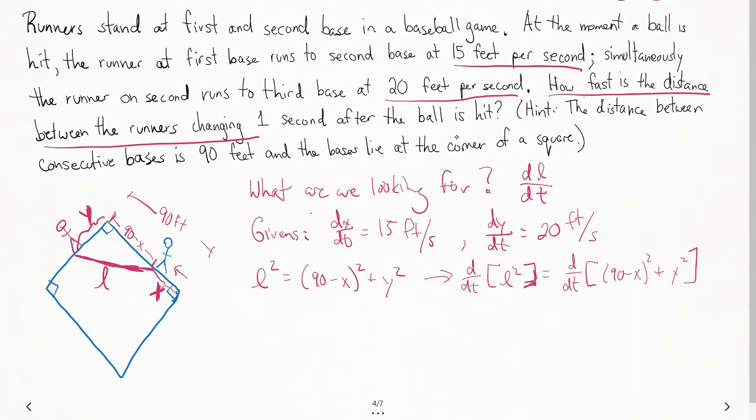Remember, this is a chain rule. So what we have is 2L times dL/dt equals 2 times (90 minus x), but then it goes negative dx/dt, and then plus 2y dy/dt.